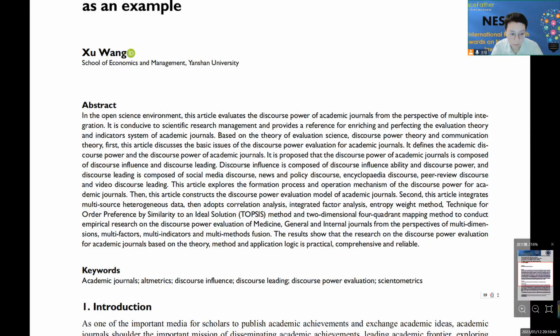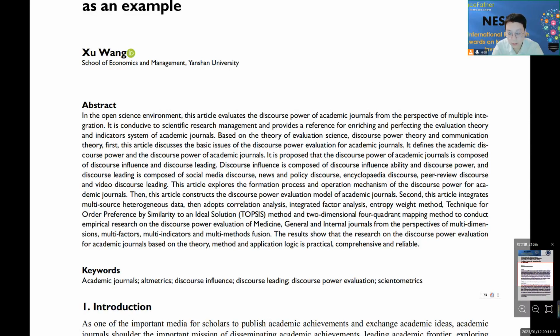Second, this article integrates multi-source heterogeneous data, then adopts correlation analysis, integrated factor analysis, the entropy weights method, technique for order preference by similarity to an ideal solution, the TOPSIS method, and the two-dimensional quotient mapping method to conduct empirical research on the discourse power evaluation of medicine journals and internal journals from the perspective of multi-dimensions, multi-factors, multi-indicators, and multi-methods fusion.